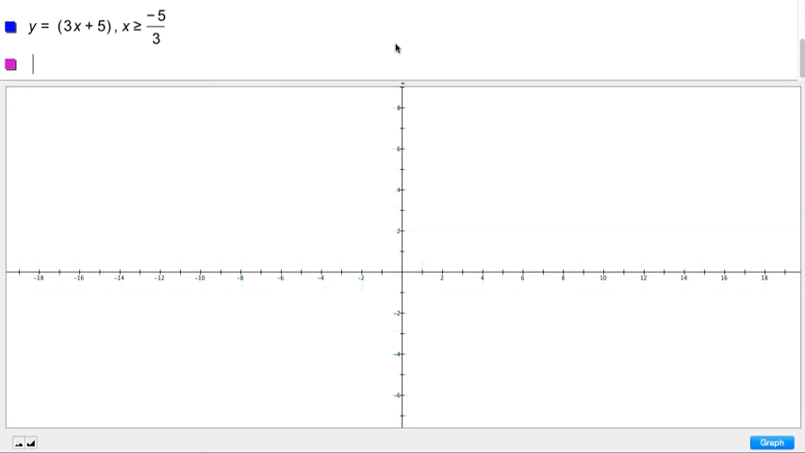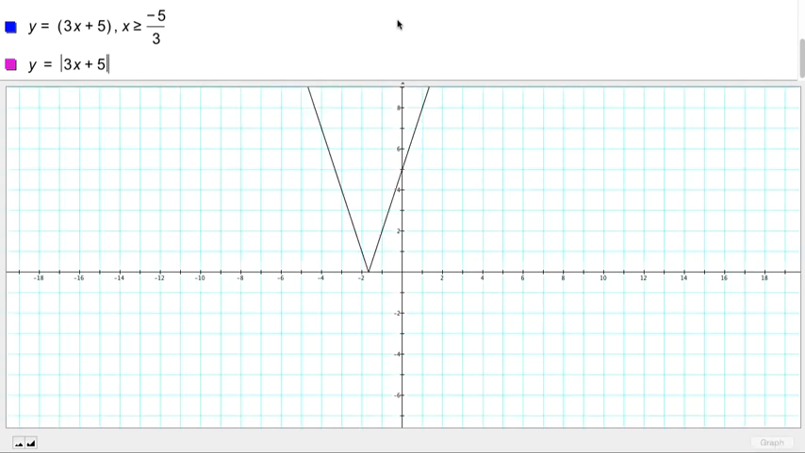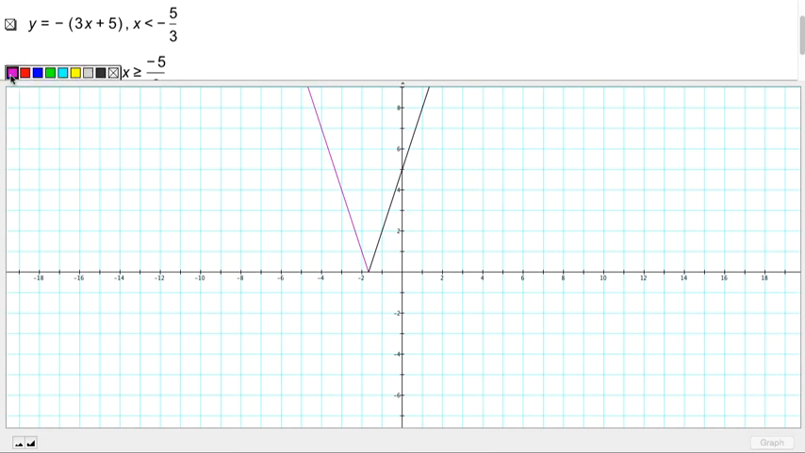We could also draw this graph as y equals the absolute value of 3x plus 5, and then the purple graph is the same as the blue one. If I turn off the blue, you'll see the purple underneath.